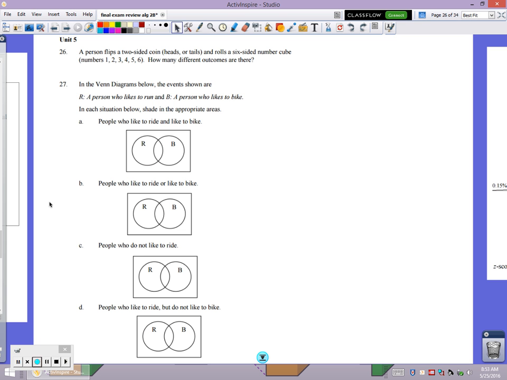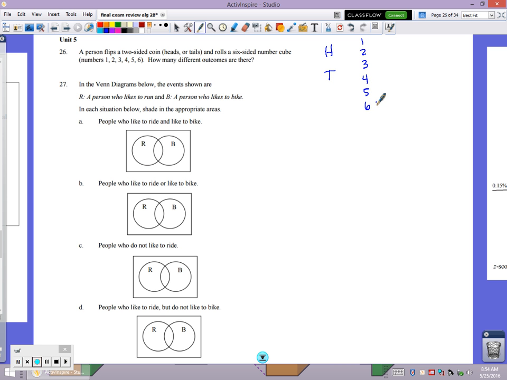Here we go. It says, a person flips a two-sided coin, heads or tails, and rolls a six-sided number cube, numbers 1, 2, 3, 4, 5, 6. How many different outcomes are there? So there's a couple different ways you can think about this. One strategy I use is go like this. Heads, tails. 1, 2, 3, 4, 5, 6.